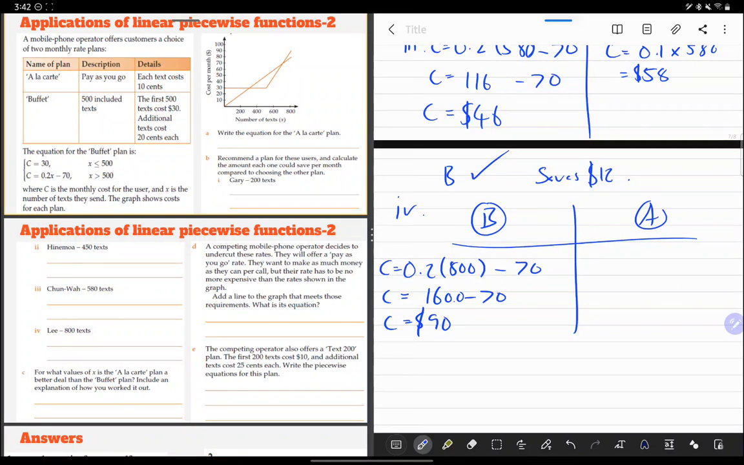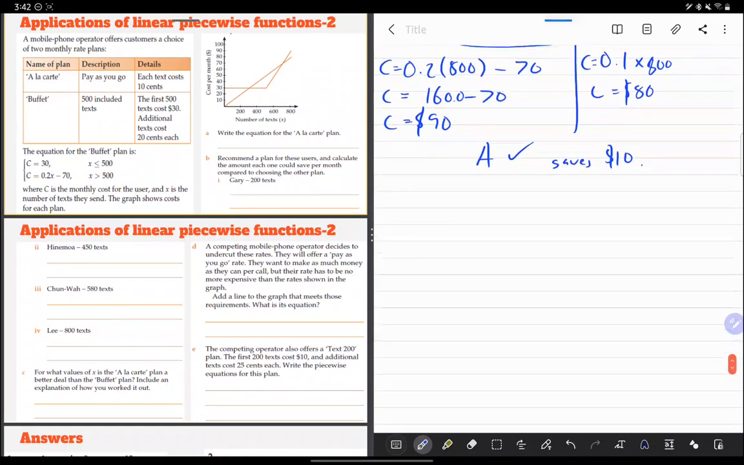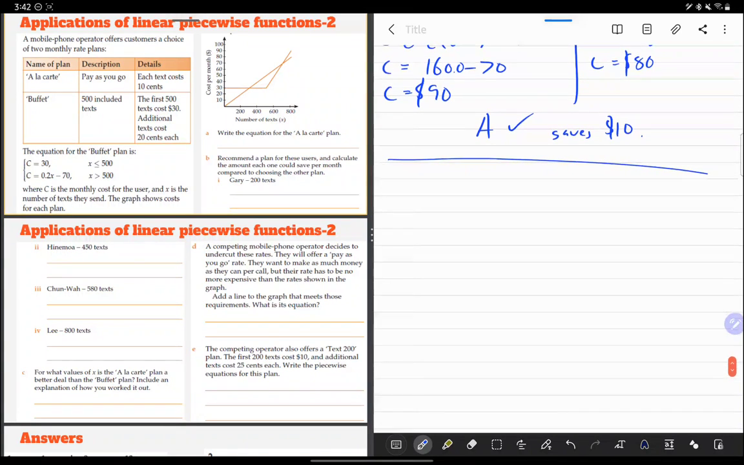$90. Cool. That's a lot of texts. Yeah. A la carte, there it is. C equals 0.1 times 800, which is $80. So buffet is the way to go. No, sorry. A la carte's the way to go. It saves $10. Okay, cool. There you have it. And that's how you do it.